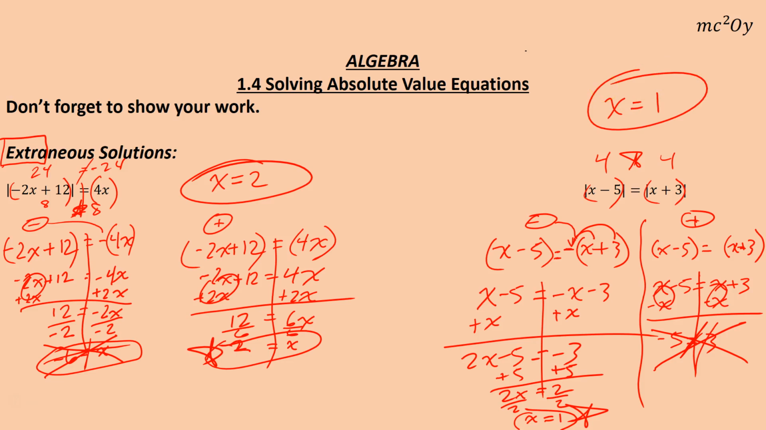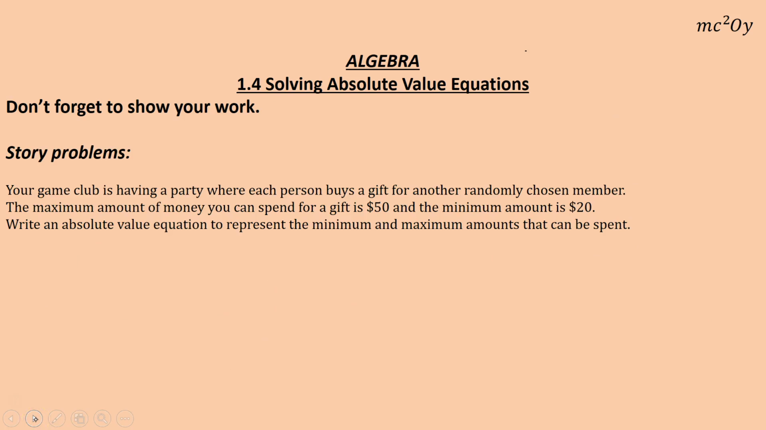All right. So one last thing, and it's a story problem. Your game club is having a party where each person buys a gift for another randomly chosen member. The maximum amount of money you can spend on the gift is $50. The minimum is $20. Okay, so I'm going to draw a number line here. I have 20 and I have 50. All right, that's how much I can spend. That's my range.